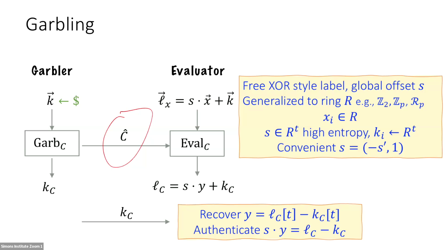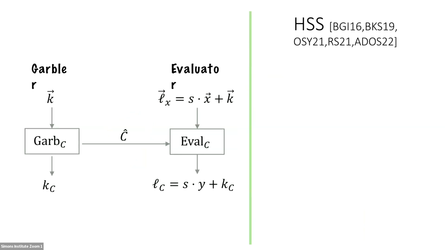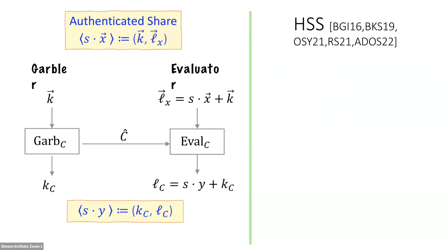Okay. So written in this way, it really looks kind of like homomorphic secret sharing. Why? Because these two things are essentially a secret sharing of s times x. Let's call it an authenticated secret sharing. So essentially, we want the garbler and evaluator to start with authenticated shares of the input and evaluate authenticated shares of the output. And it is allowed to send some auxiliary information.